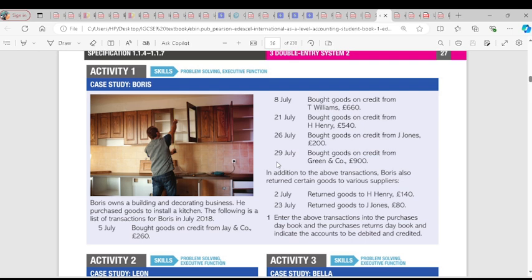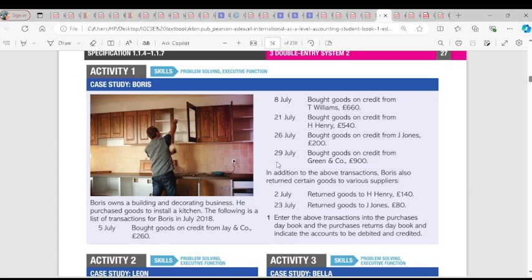Then they said, in addition to the above transactions, Boris also returned certain goods to various suppliers. On 2nd of July, returned goods to H. Henry. So we have our purchases returns daybook: date, supplier, and the amount. 2nd of July, H. Henry, 140. 23rd of July, J. Jones, 80. So the total returns is 220.